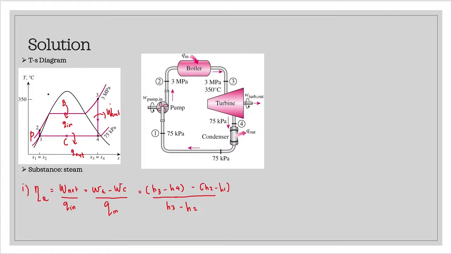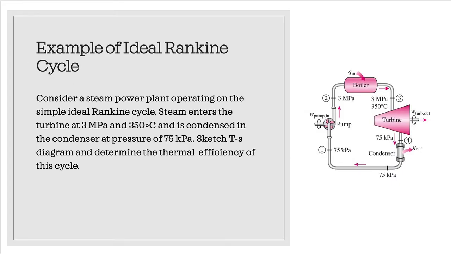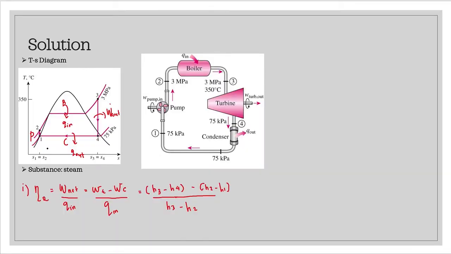So this is a TS diagram. You have to know how to sketch it. First thing first, we have to sketch the constant pressure lines. Since we have two pressures here, 75 kilopascal and 3 megapascal, we sketch 75 kilopascal, which is the pressure at the pump and condenser, and 3 megapascal, which is in the boiler and at the inlet of the turbine. So we have two constant pressure lines.